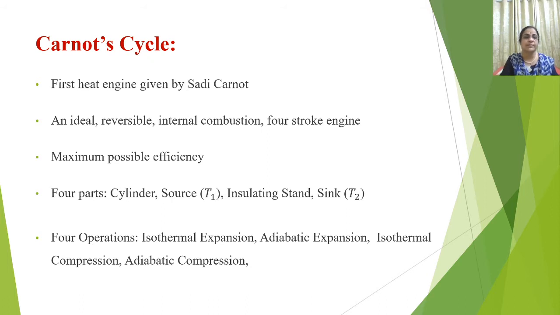There are four major parts of the Carnot engine: cylinder, source, insulating stand and sink. Cylinder consists of a weightless, frictionless, movable piston and the working substance is kept inside the cylinder. Except the base of the cylinder, all the sides of the cylinder and walls of the piston are made up of non-conducting material so as to avoid heat losses.